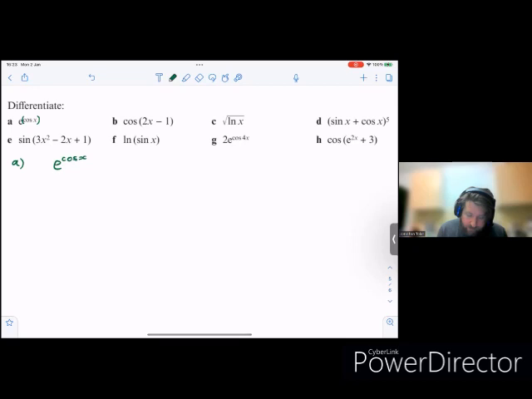Then we've got to multiply by the derivative of that bracket. Now cos x differentiates to minus sine x. So we're going to multiply by minus sine x. I'm going to rewrite that because we don't actually need the brackets around minus sine x. So I haven't done anything simplifying this. I'm just tidying it up slightly.